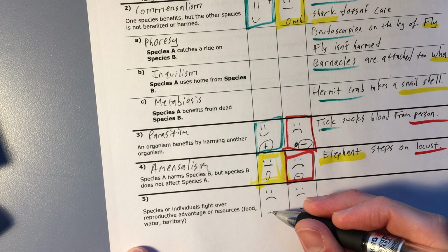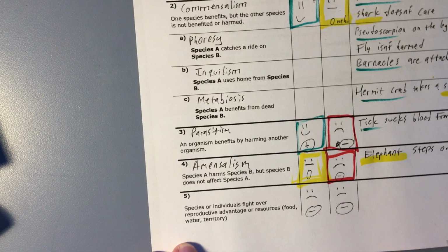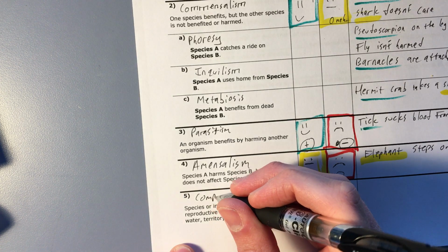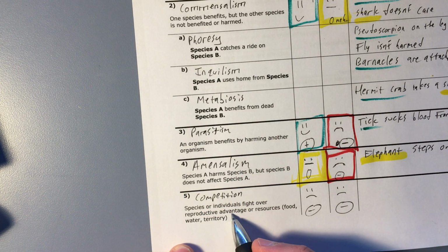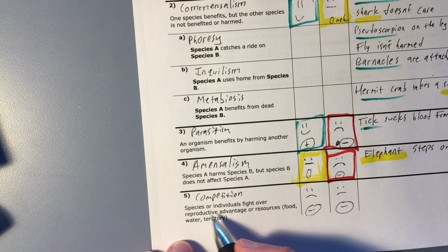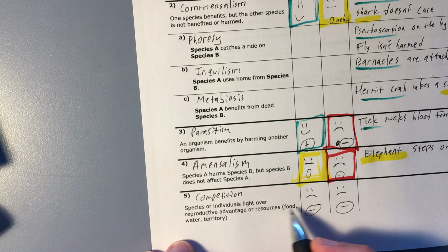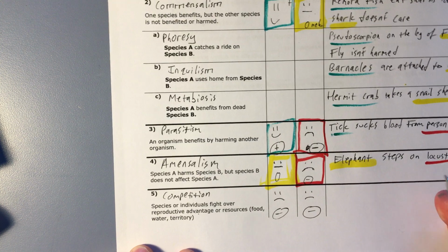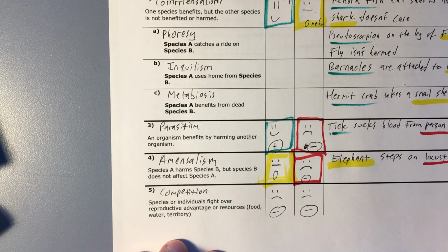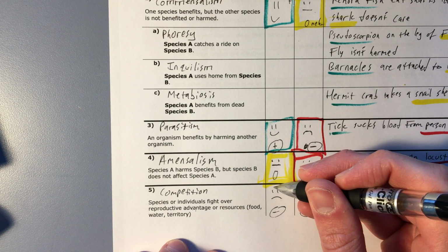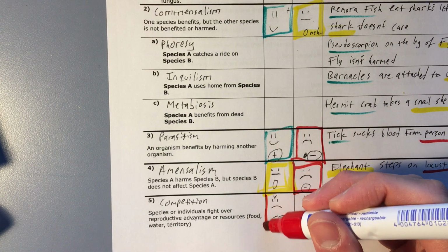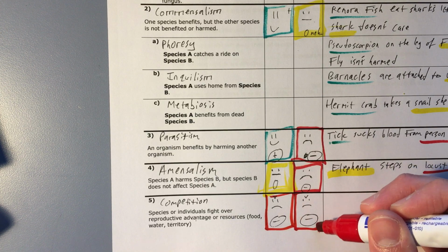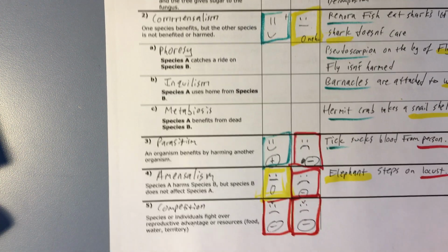And the last one here, if we combine these two red ones here, where there's a negative effect on both, okay, that is going to be called competition. Species or individuals fight over reproductive advantage. Okay, so if you have two males fighting over a female, or resources like food, water, territory. Okay, so actually, let's make these angry. Okay, there. We'll make them angry there.